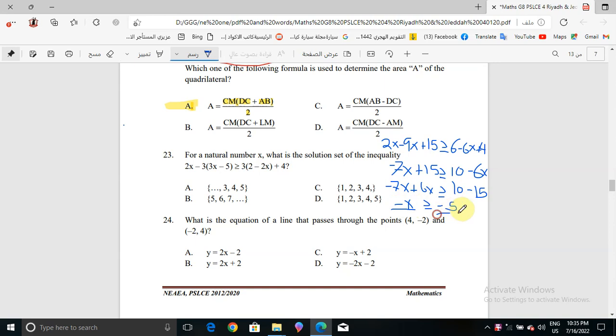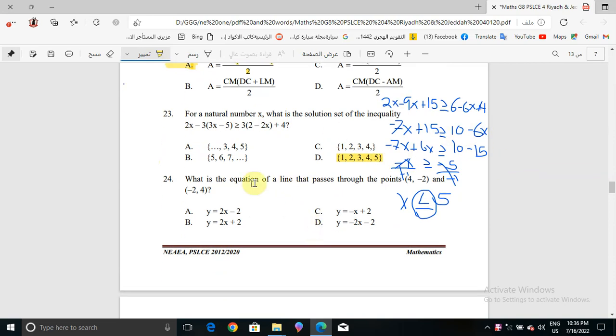Then we multiply both sides by negative 1. Because we divide both sides by a negative number, the sign will be changed. So that means x is less than or equal to 5. That means it starts from 1, 2, 3, 4 and 5 only, because it says equal to also. So the correct answer for question number 23 will be choice D, which has the solution set of 1, 2, 3, 4 and 5 only.